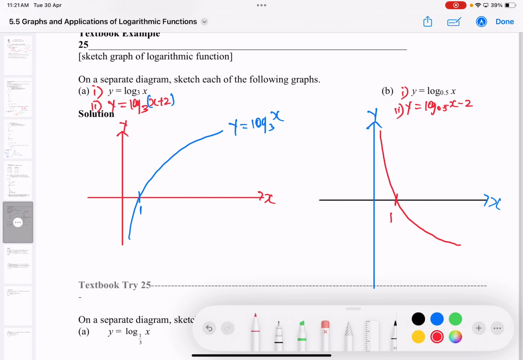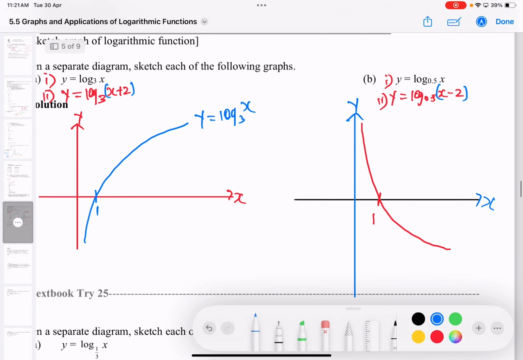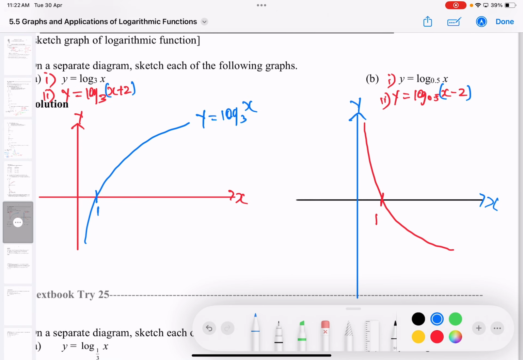Okay, I've already given you the basic shape, the basic parent function of both. Can you quickly sketch out the translated version? This one is the -2 as well. So this one is the bracket. Okay, just quickly sketch out the version.